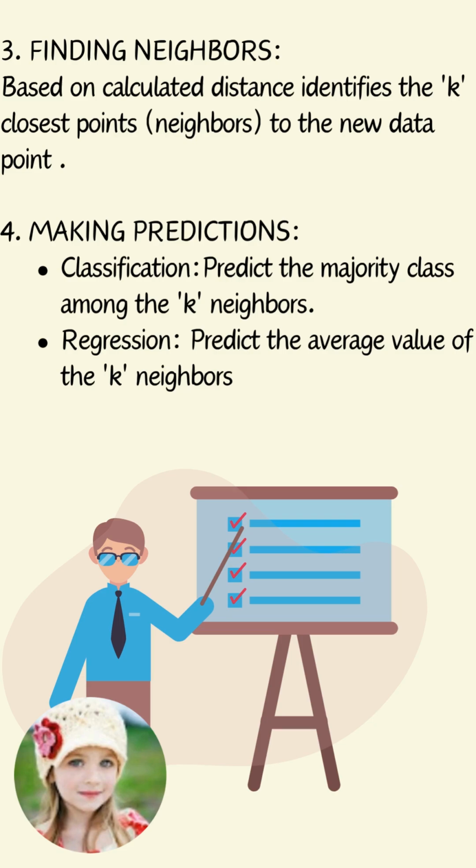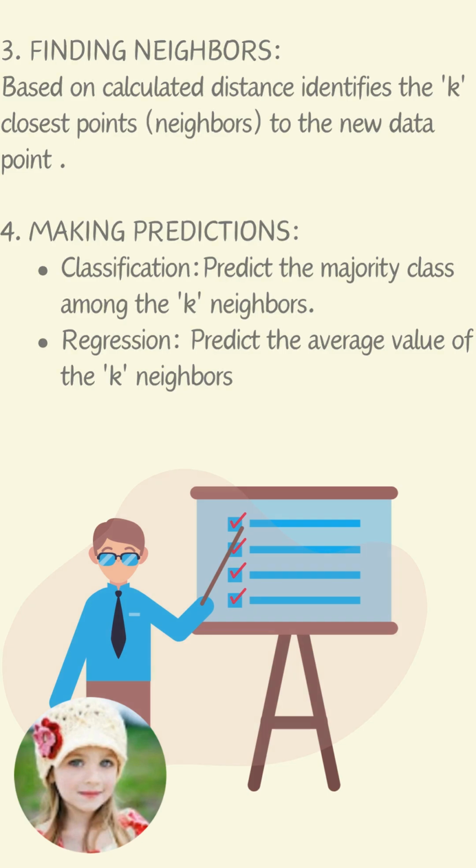The first one is for classification. The prediction is made based on the majority class among the k neighbors. And for regression, we calculate the average value of the k neighbors.